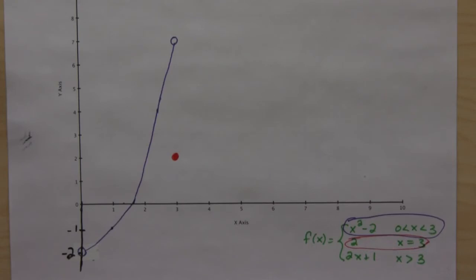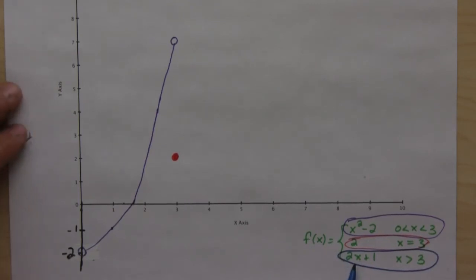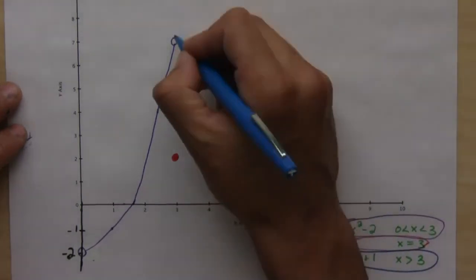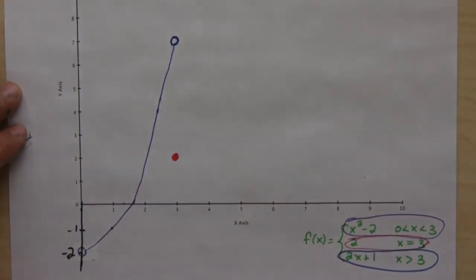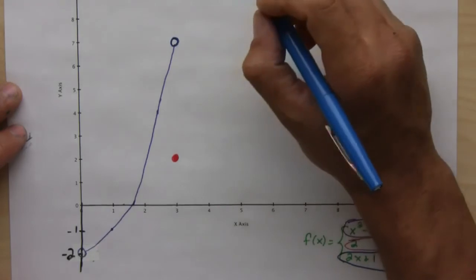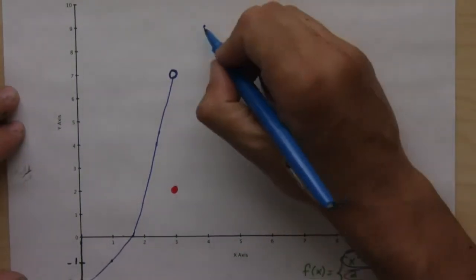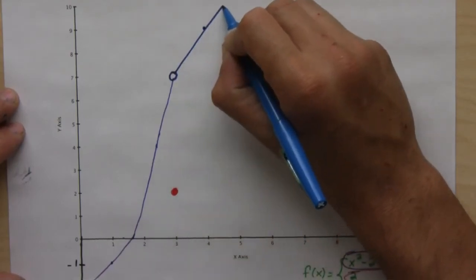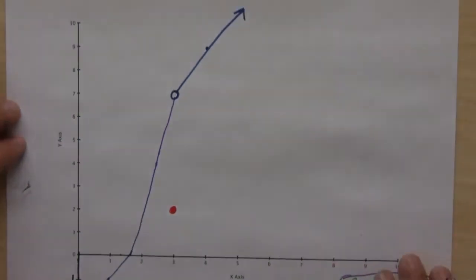Okay, and then after that, for x greater than 3, it equals the line 2x plus 1. So I'm just going to plug in a couple of values. I know that at 3, this line is 7, so here. But it's not including 3, so that's why we would have an open circle again. And if I plug in, let's say 4, I would get 4 times 2 is 8, plus 1 is 9. So when x is equal to 4, this guy is equal to 9. So this is the straight line. It looks like that.